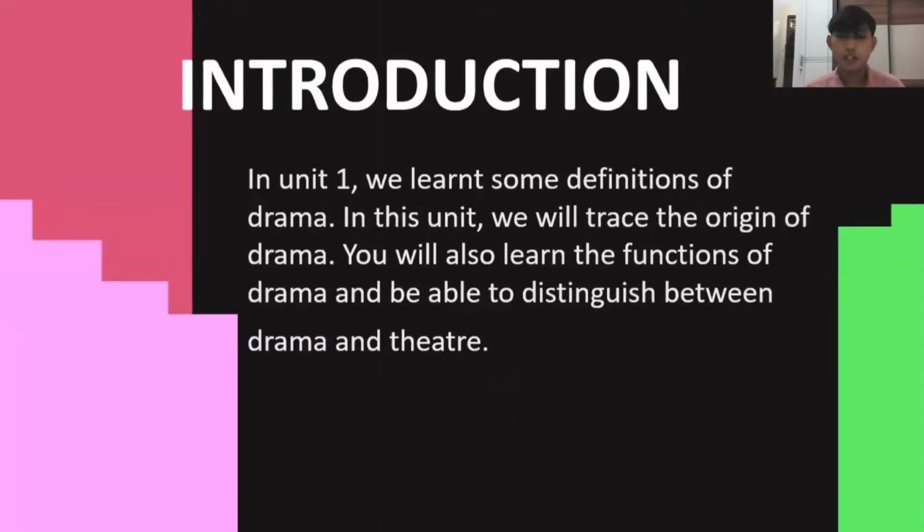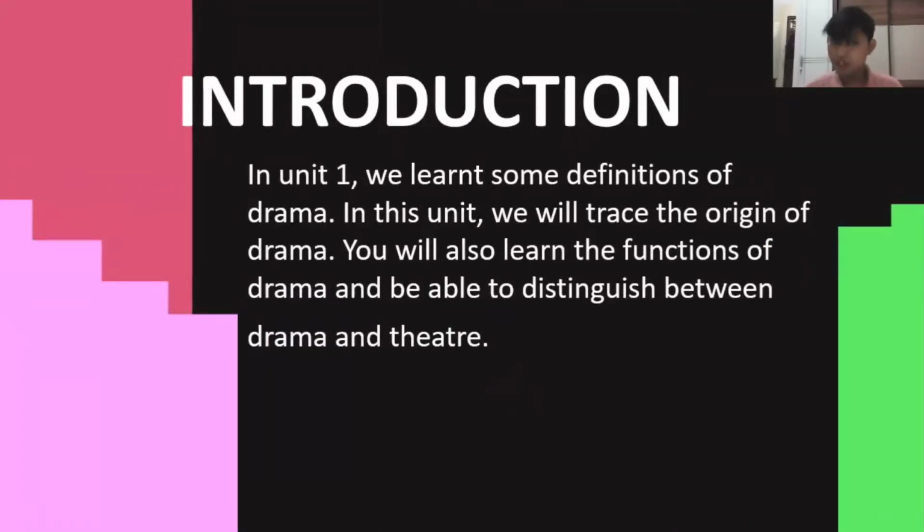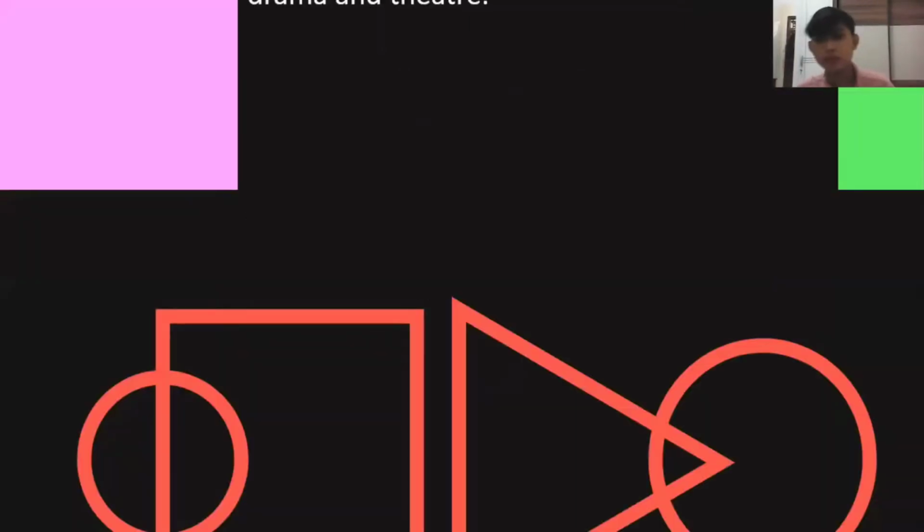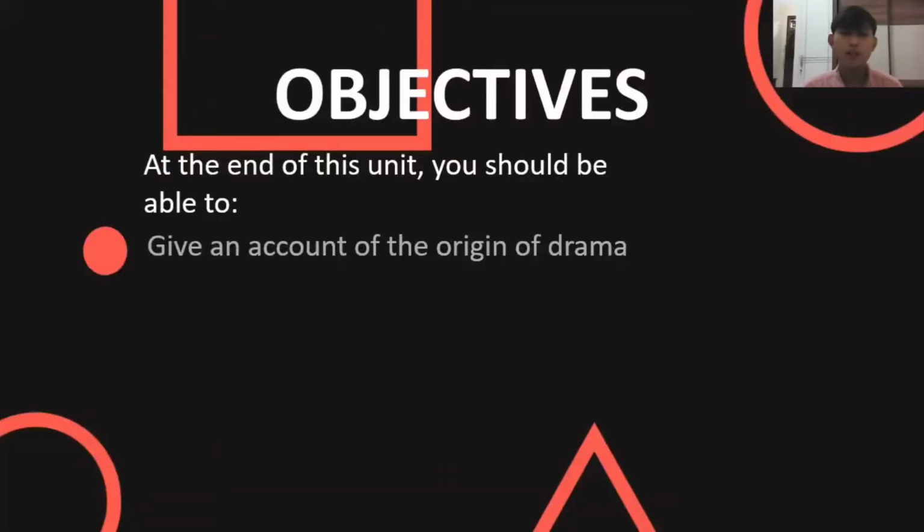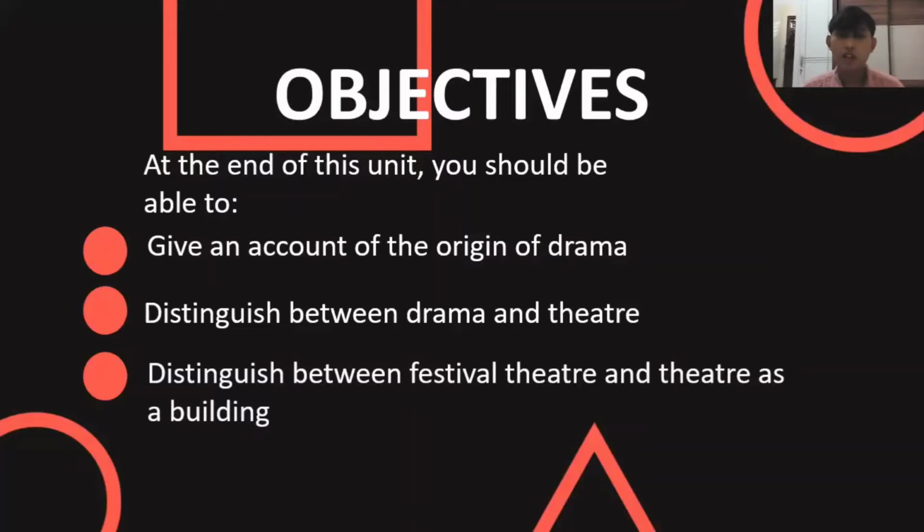Alright, introduction. In unit 1, we learned some definitions of drama. But in this unit, we will trace the origin of drama. We will also learn the functions of drama and be able to distinguish between drama and theater. There are three objectives. The first is to give an account of the origin of drama, the second is to distinguish between drama and theater, and the third is to distinguish between festival theater and theater as a building.